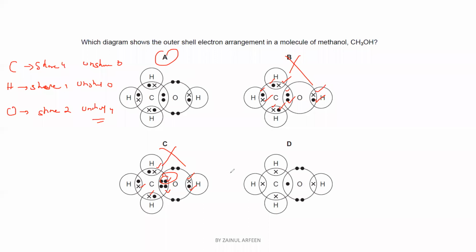And same thing, when you check the last one, they just draw 1 electron. They did not draw the electron for carbon. So this is totally wrong, because whenever there is a sharing of electrons, there should be a pair or pairs of electrons. You cannot have only 1 electron here. That's why this diagram is totally wrong.